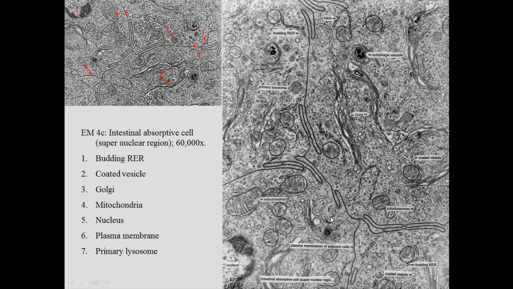Also, you can see other structures in through here. You can see the nucleus with euchromatin and heterochromatin, as we see right there. Euchromatin is light staining. Heterochromatin is dark staining. Another Golgi apparatus there. We can also see the rough endoplasmic reticulum and a little bit of budding of the rough endoplasmic reticulum, and here we see some coated vesicles.